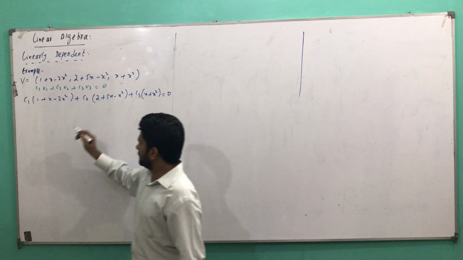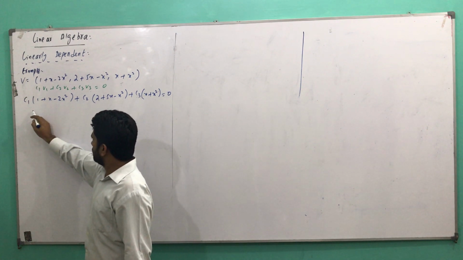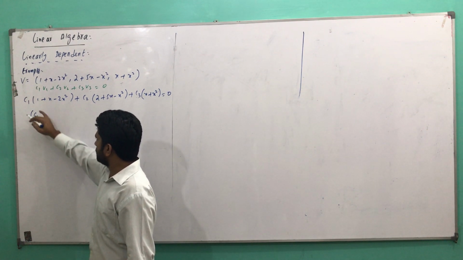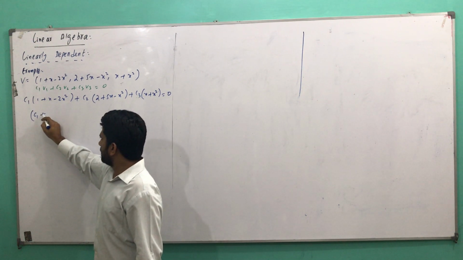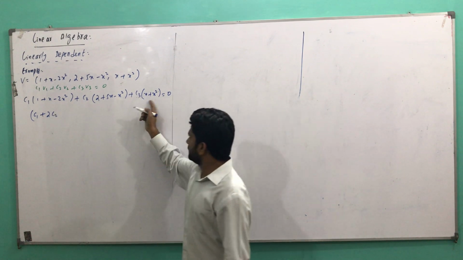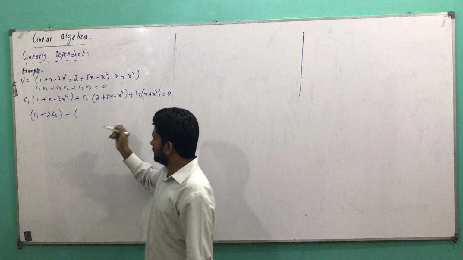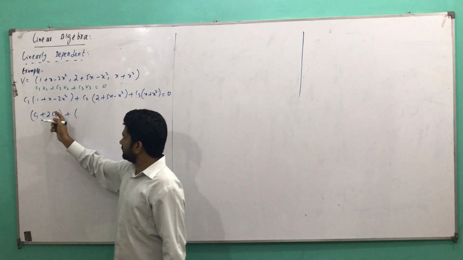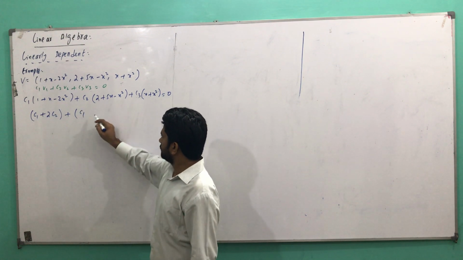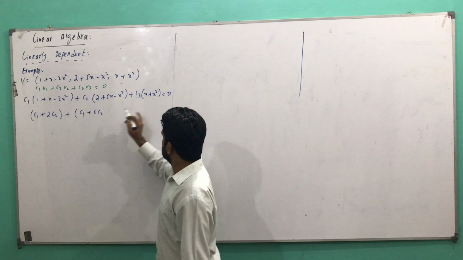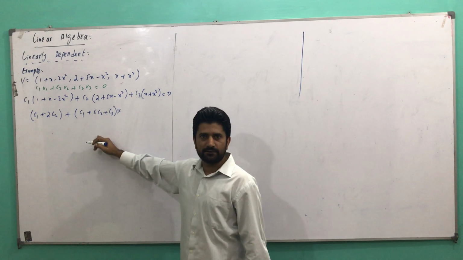Next, we separate the constant terms, the x terms, and the x² terms. For the constant we have c1 when you multiply, and here you get 2 times c2. In this we do not have any constant, so close the bracket. Now we are collecting x terms only. For x terms you have c1, and here you get plus 5 times c2, and here you have c3. So these are the x terms in this equation.